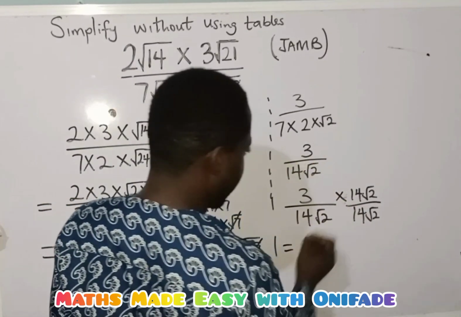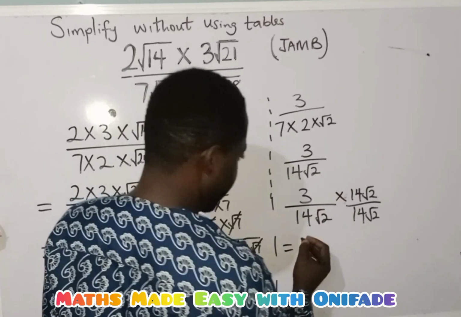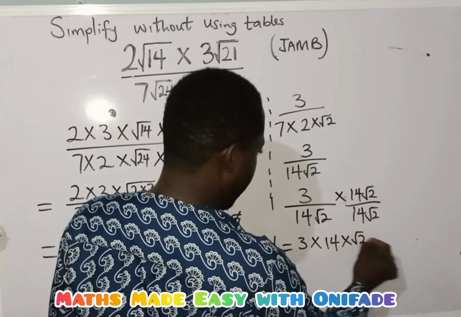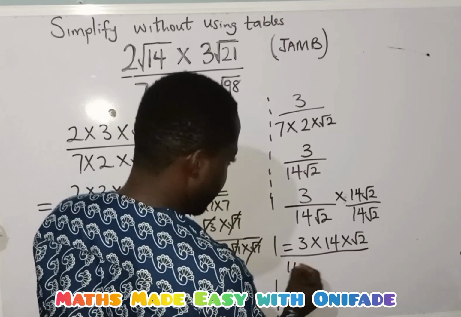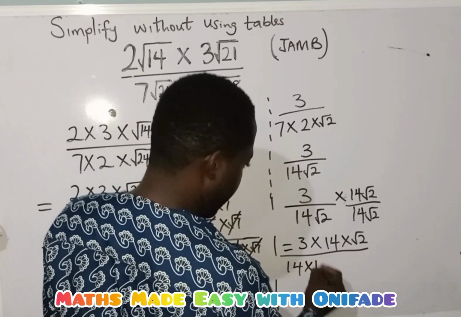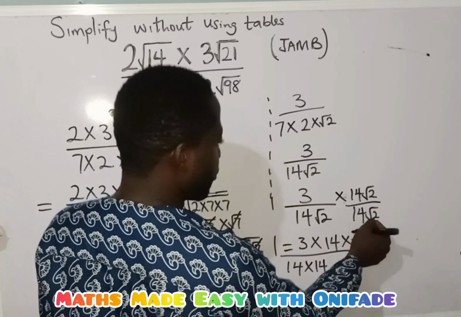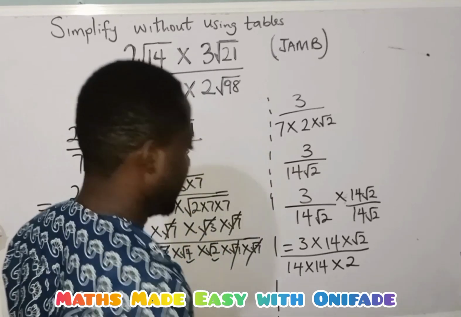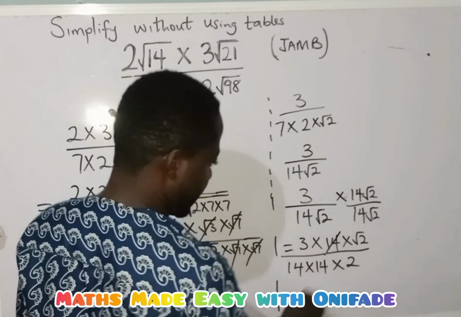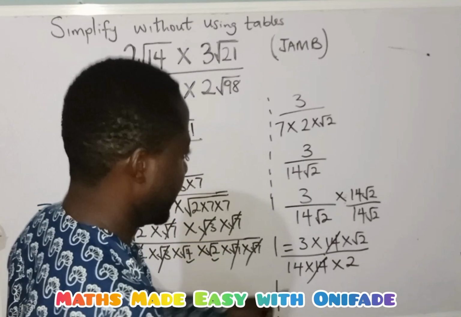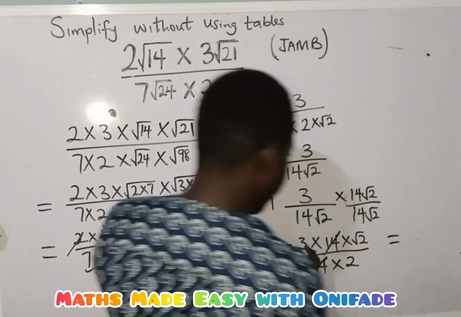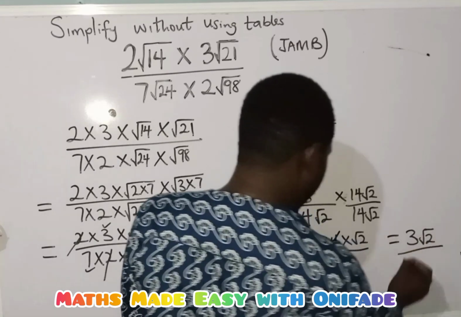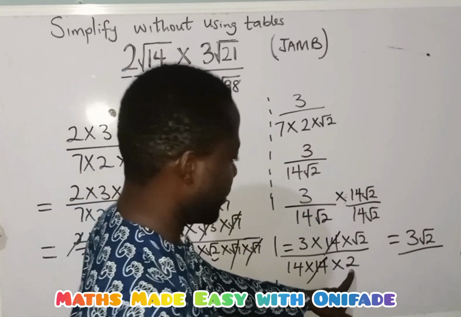So this is going to give me 3 times 14 times root 2. And this is going to be 14 times 14. Then root 2 times root 2. Root 2 times root 2 will give me 2. Then that simply means this 14 will cancel this 14. Then I can now say 3 multiplied by root 2. That will be 3 root 2 all over 14 multiplied by 2.